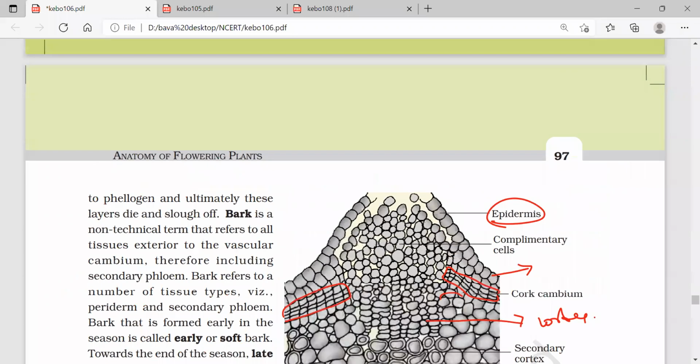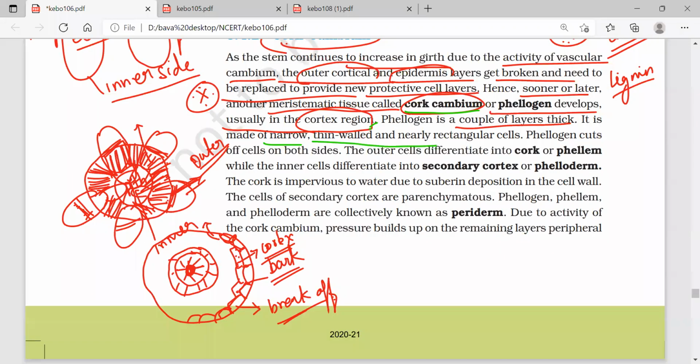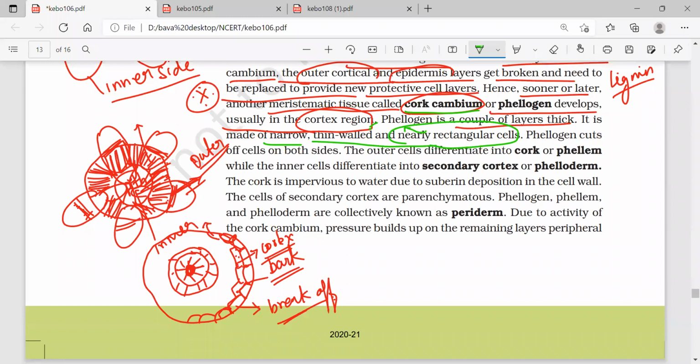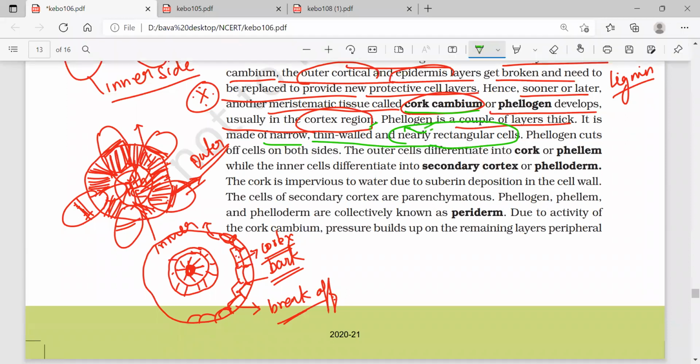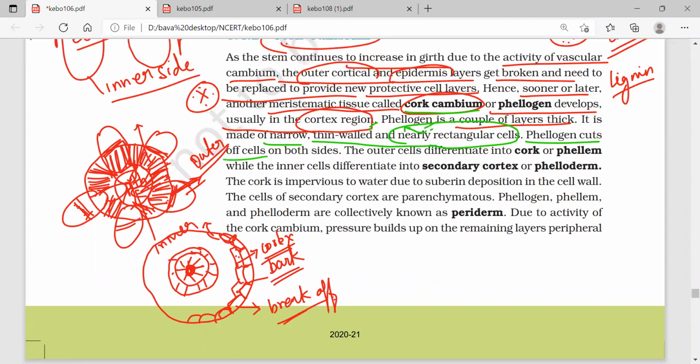It is made up of narrow, thin-walled, nearly rectangular cells. These are all the characteristic features of phellogen or cork cambium. A related question may be asked: which of the following statements are incorrect or correct regarding cork cambium, or otherwise regarding phellogen. So phellogen cuts off cells on both sides.